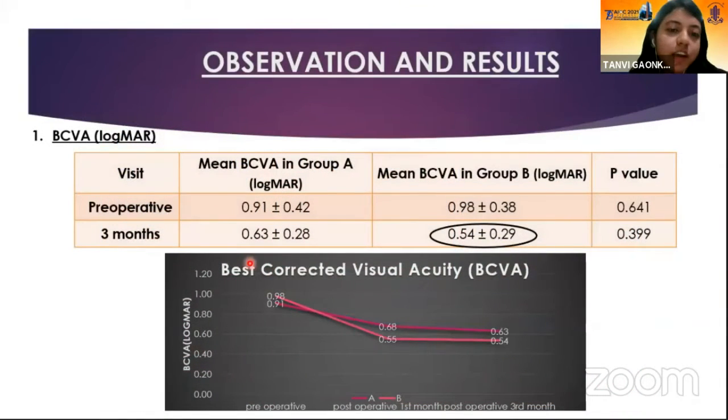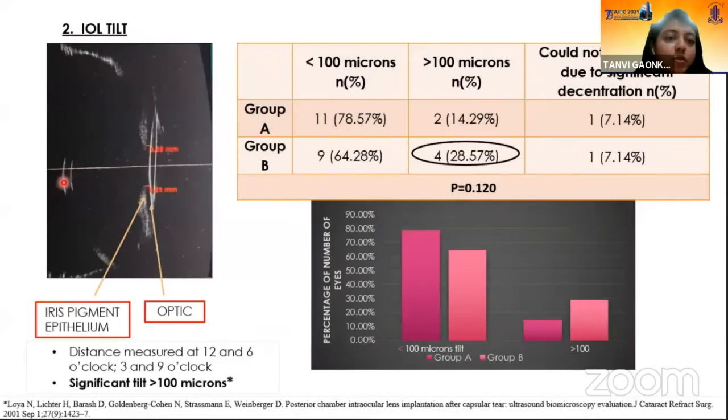So we observed at the end of 3 months that the best corrected visual acuity was slightly better in the SF-IOL group as compared to the retropupillary group. However, it was not statistically significant. The IOL tilt was measured by a technique described by Loya et al. using the ultrasound biomicroscopy technique.